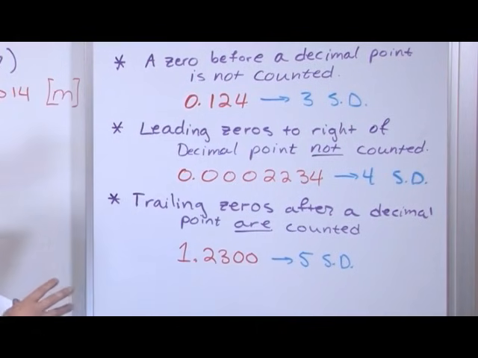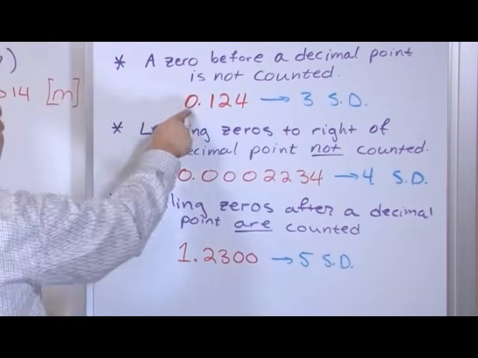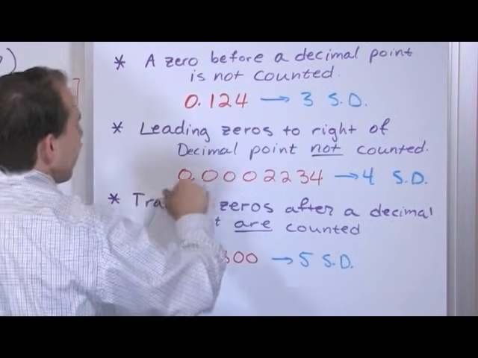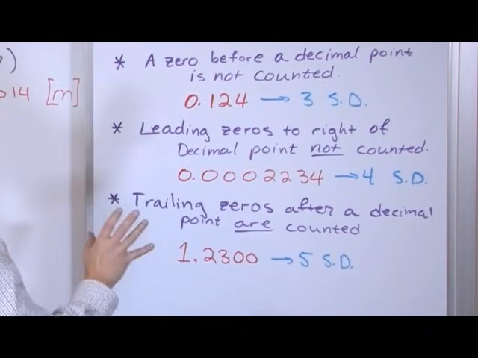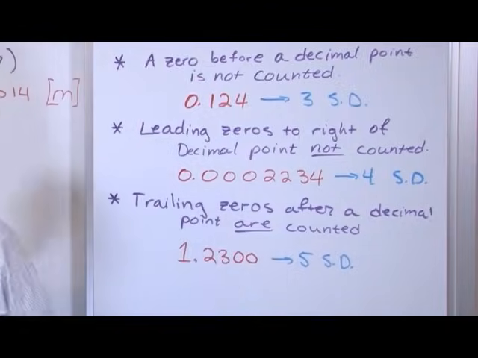So let's review the meaning a little bit here. You count your digits, okay, no problem. If you have a zero before a decimal, you don't count it because it's cosmetic. If you have leading zeros after a decimal, you don't count them because they're cosmetic. If you have trailing zeros after a decimal, you do count them. All right?